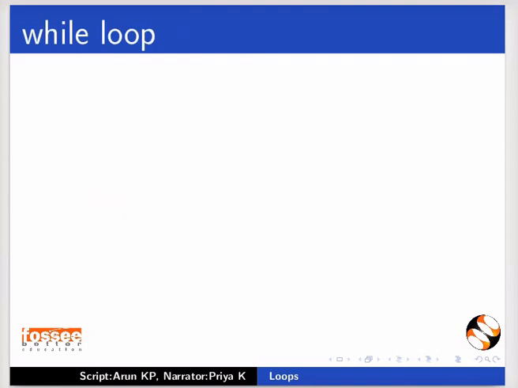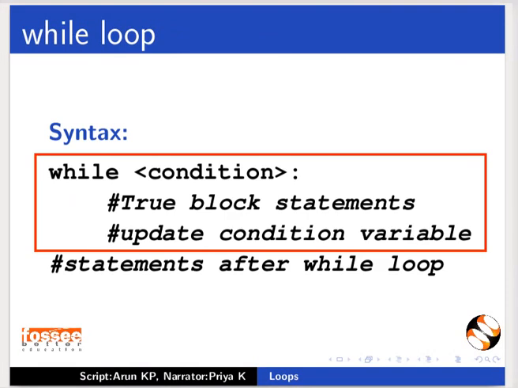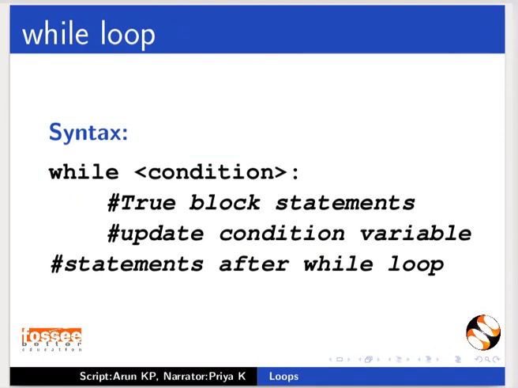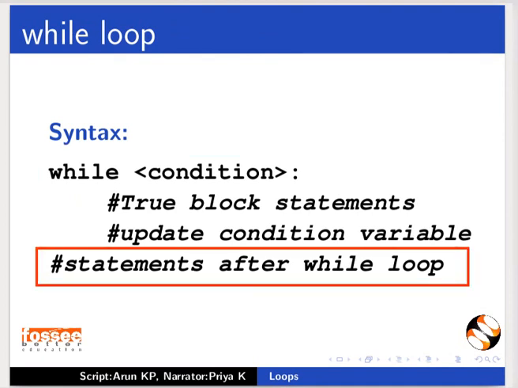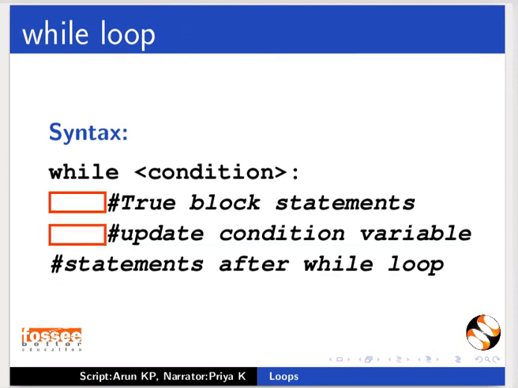Let us begin the tutorial with while loop. The while loop is used to execute a set of statements as long as a condition is true. When the condition becomes false, program control passes to the line immediately after the loop. The code inside the while loop should be indented 4 spaces to the right.